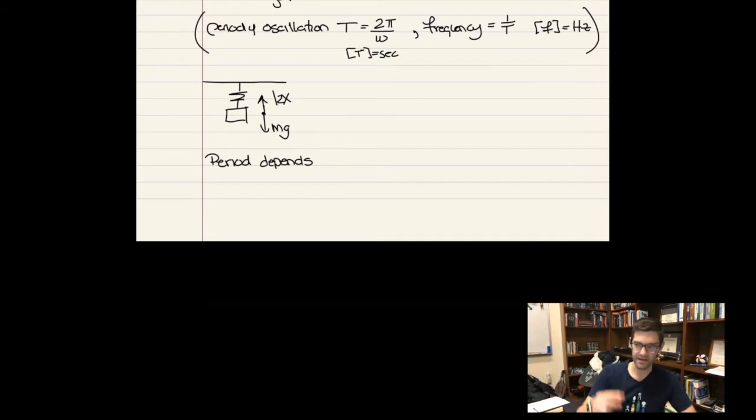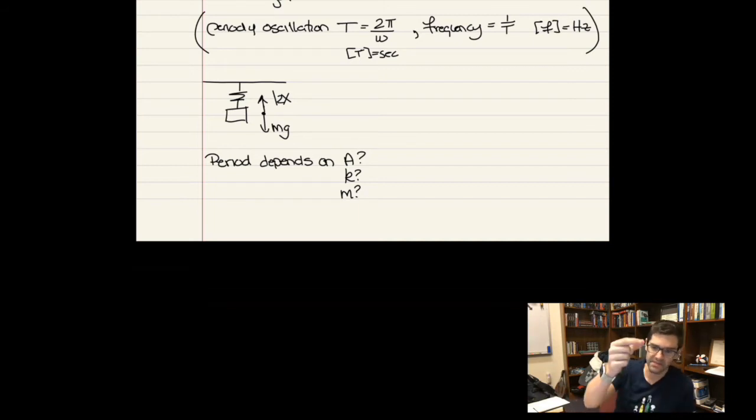If I want to understand oscillating motion, one quantity that's usually of interest is how long it takes to start repeating itself. And we could ask, does the period depend on the amplitude? Does the period depend on the spring constant? Or does the period depend on the mass? You might think that a larger amplitude means more distance has to be traveled before the object starts repeating itself. But if you have a larger amplitude, you've stretched the spring more to get it started, so there's a greater force as well.